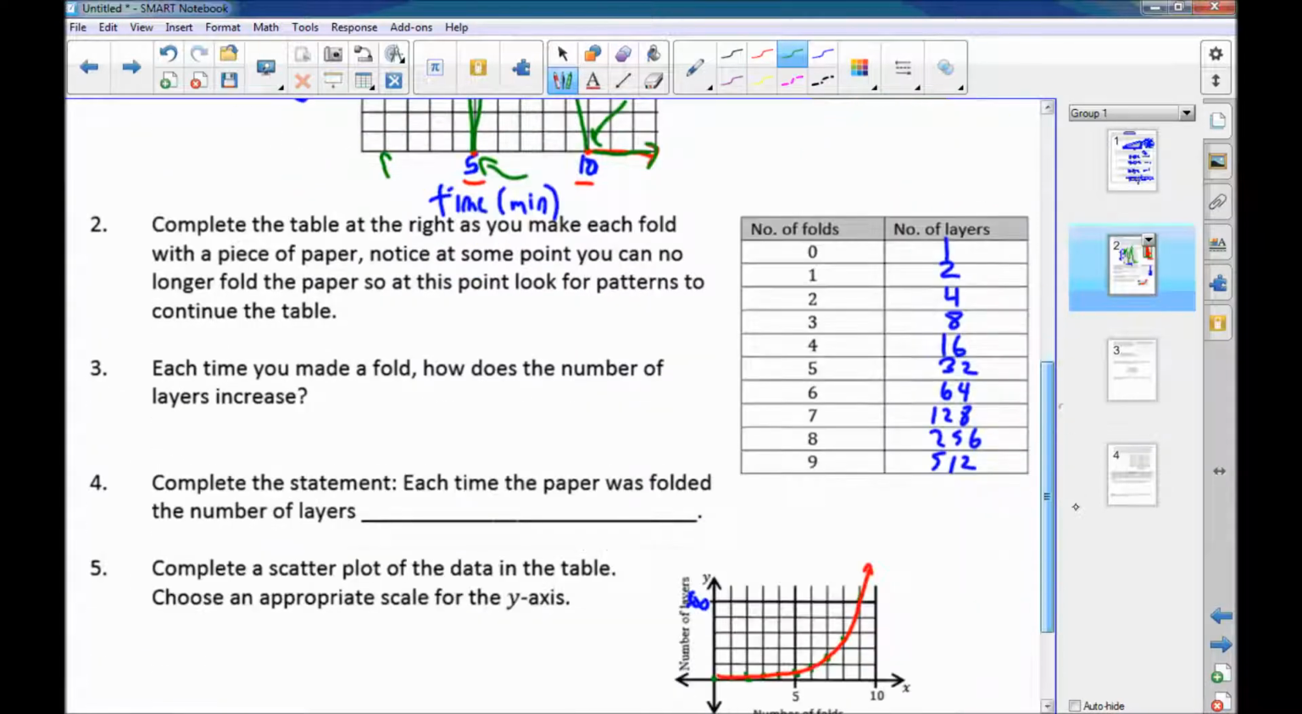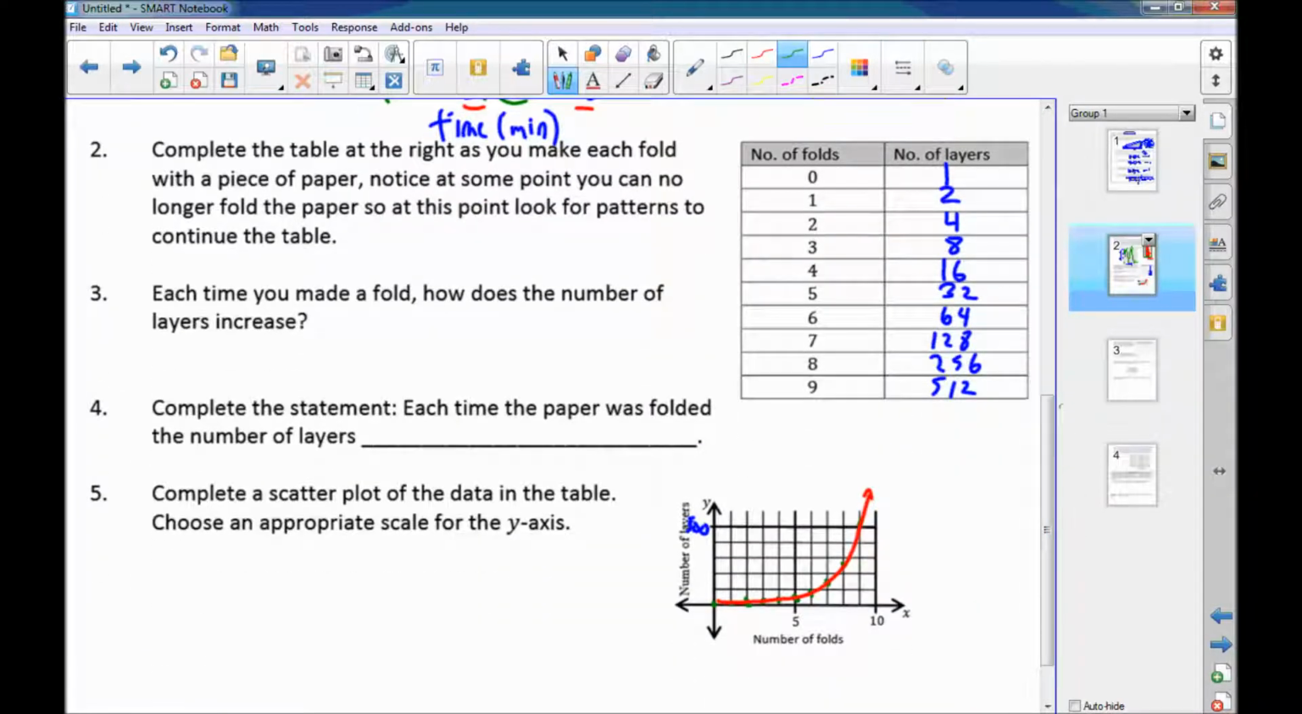Okay, number 2, we did an activity in class, and complete the table at the right as you make each fold with a piece of paper. So we passed out a piece of paper for every couple people, and then we started folding them. If we had 0 folds, then of course we had 1 layer of the paper, okay? And then if we folded it 1 time, fold the paper in half, that means you have 2 layers. You can open back up and see the 2 layers. If you fold it a second time, like in half again, you fold it back out, you're gonna have 4 layers. 3 folds would give us 8, 4 folds would give us 16.